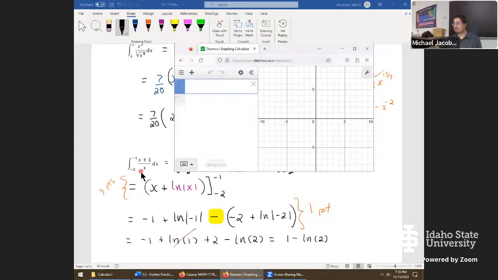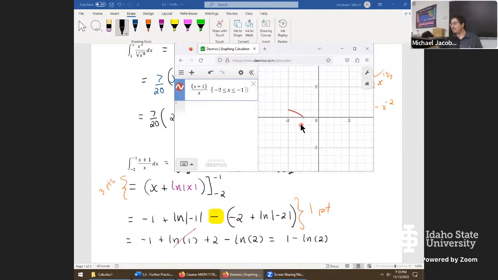Throw in the function. It's f of x equals x plus 1 over x. And we definitely need to manipulate that domain because this picture isn't really doing us any favors. We're going from -2 to -1. So the trick here in this calculator is curly brace -2 less than or equal to x less than or equal to 1. Oh, -1, thanks for mentioning that. And that's our curve right there.